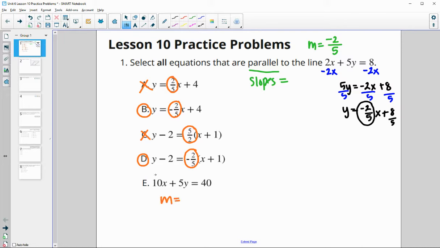So for the slope, we would get the opposite of this term because we'd subtract it over to the other side, so negative 10, and then we'd end up dividing by the 5. So our slope here is going to be negative 2, which is not negative 2/5. And again, you could write out your work for this and subtract 10x from both sides. That's how I got the negative 10x on top.